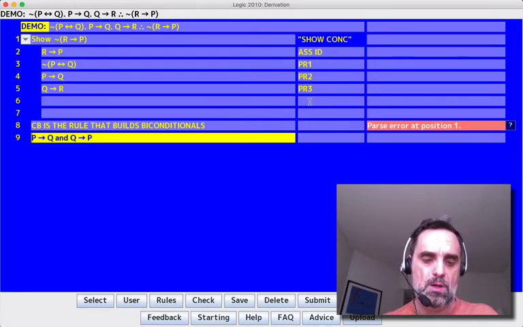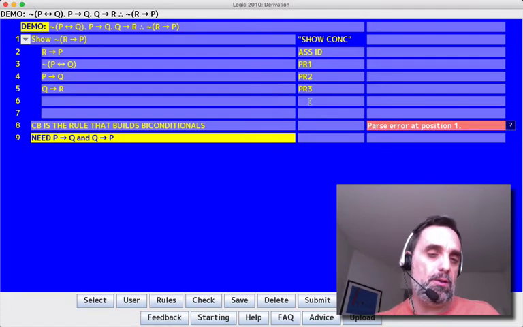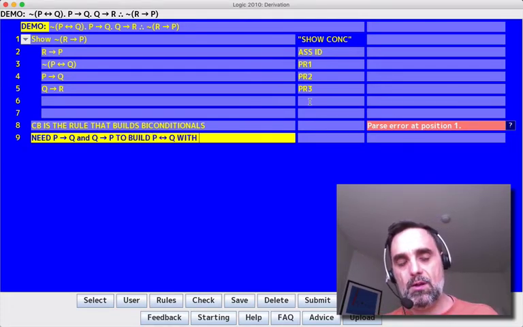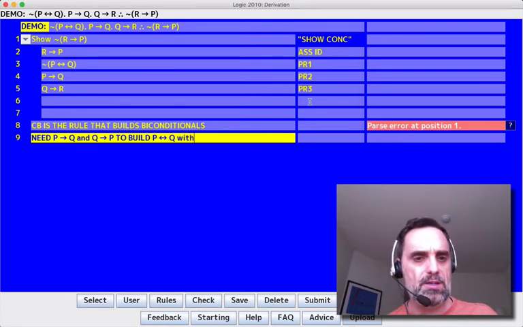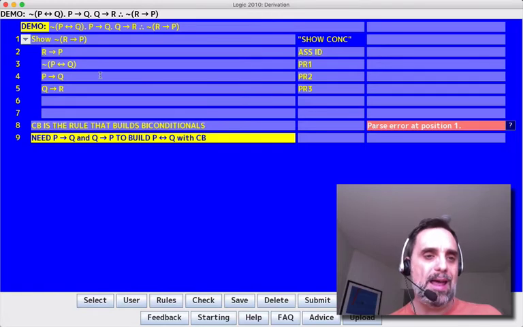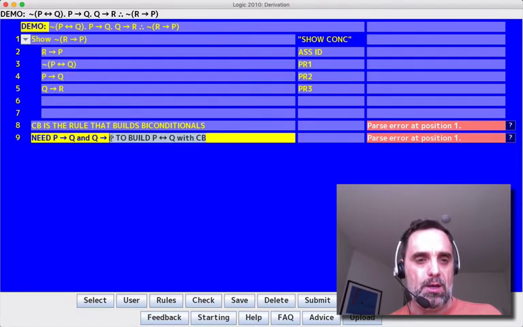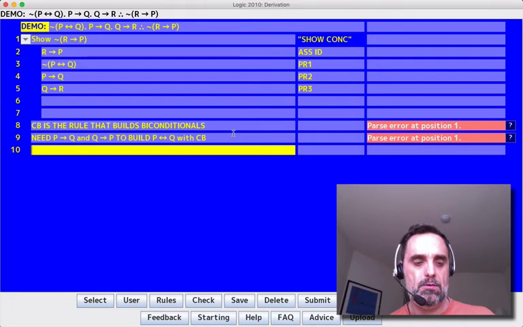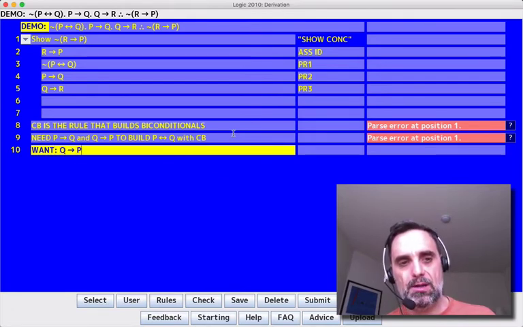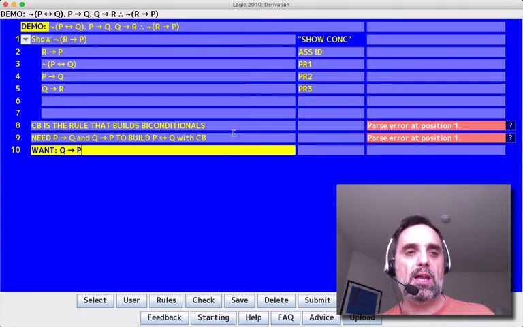We need if P then Q and if Q then P to build P if and only if Q with CB. So that's what we want. We want if P then Q and if Q then P. Well, fortunately, we already have if P then Q right here. We're already halfway there. So now all we need is if Q then P, right? What we would like to get. Because we can put that together with 4 to build a negation of 3, and then we can apply ID and box and cancel the derivation, and we're done.